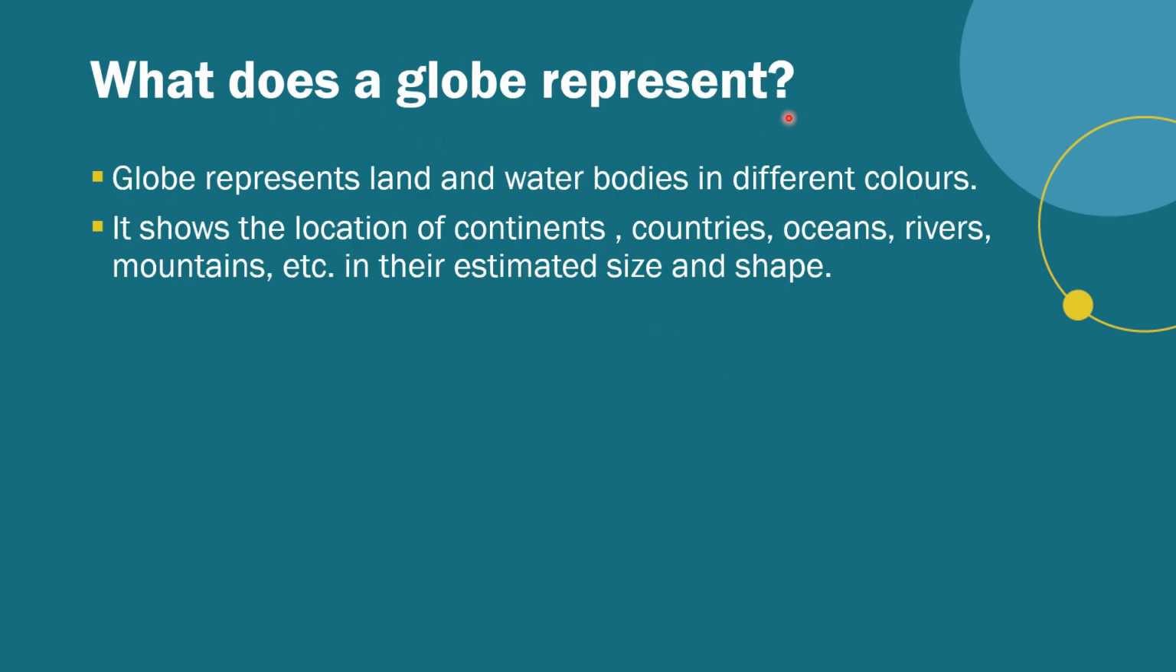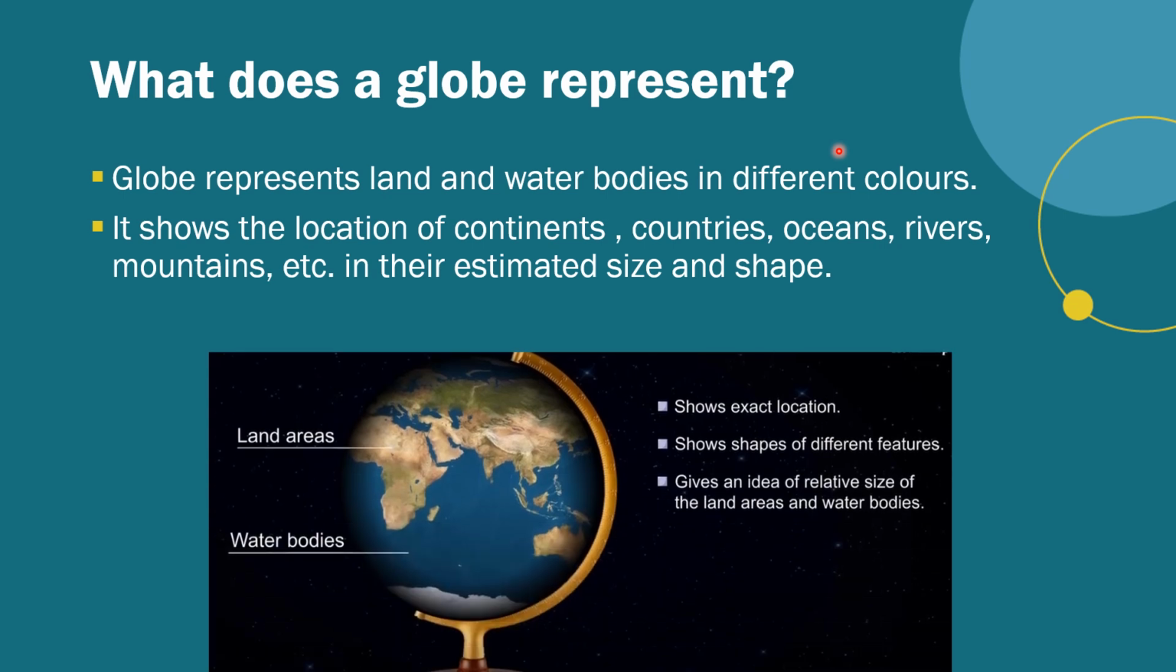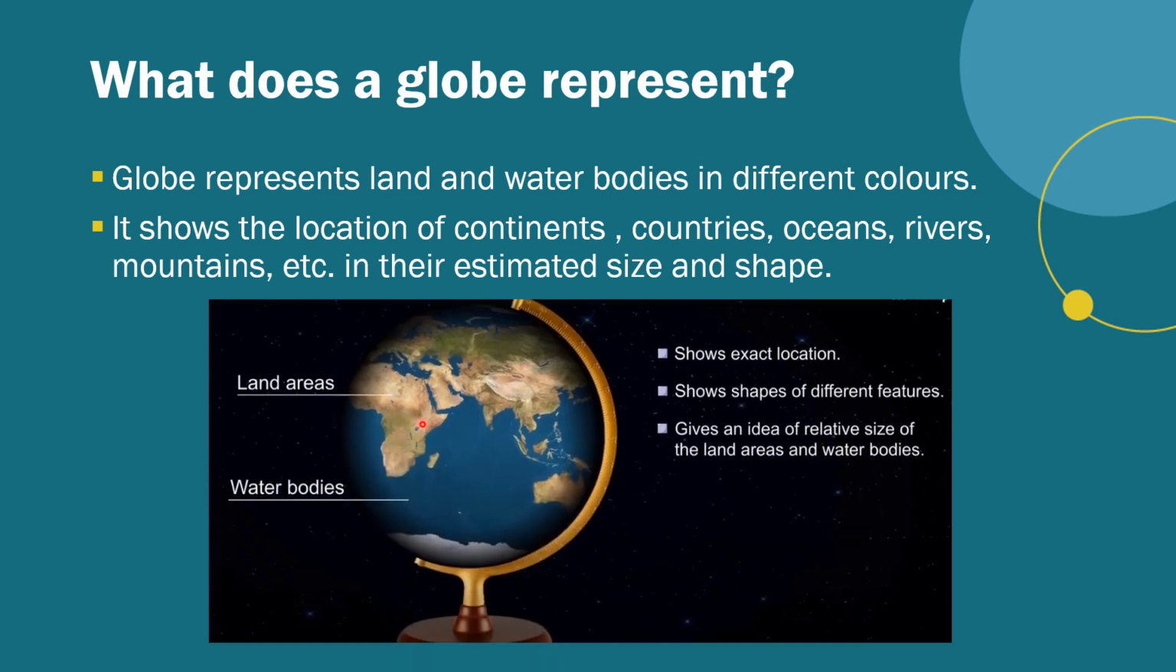What does a globe represent? A globe represents land and water bodies in different colors. Here you can see land surface is shown in yellow and brown color, but water bodies are shown in blue color, right? It shows the location of continents, countries, oceans, rivers, mountains, etc. in their estimated size and shape, right?